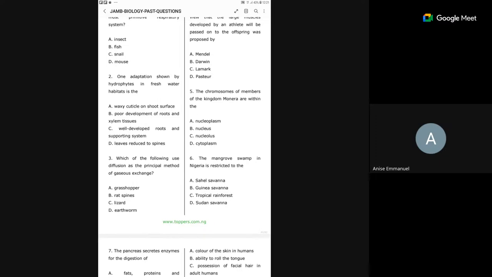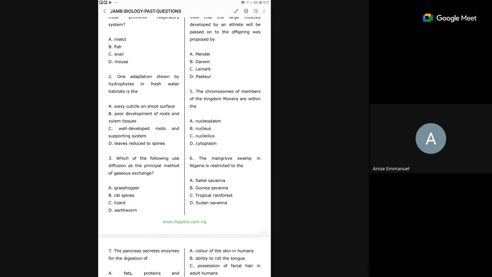Okay, fine. So the first option is grasshopper. The reason why that is not the answer is that grasshoppers do not have a moist skin. The body of a grasshopper has cuticle all over it, so it does not use its body surface for respiration. Grasshoppers have their own organs for respiration, so they can't use diffusion for respiration.